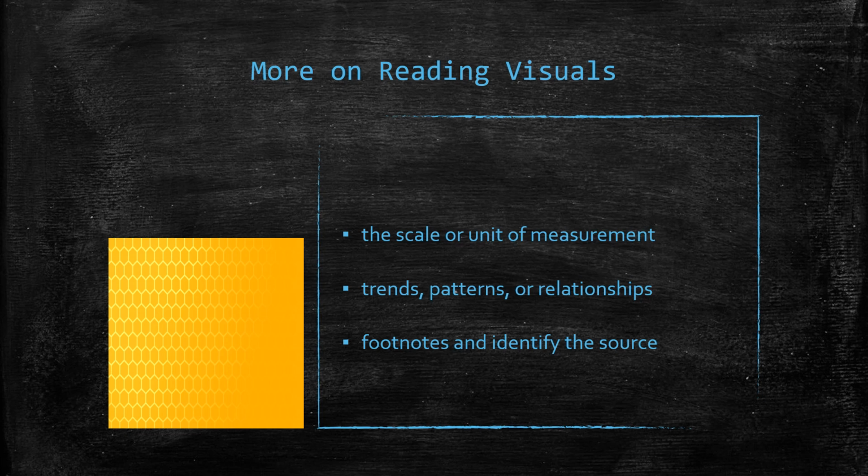The fourth is determine the scale or unit of measurement and note how the variables are measured. The fifth, identify any trends, patterns, or relationships shown in the visual. The sixth, read any footnotes and identify the source. Footnotes can be found at the bottom of a graph or a chart.